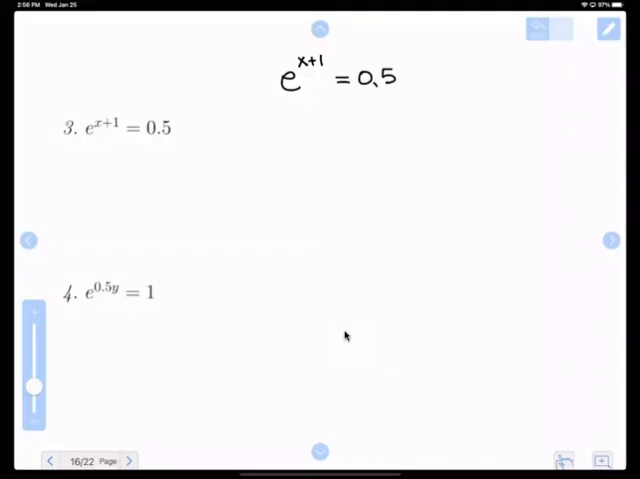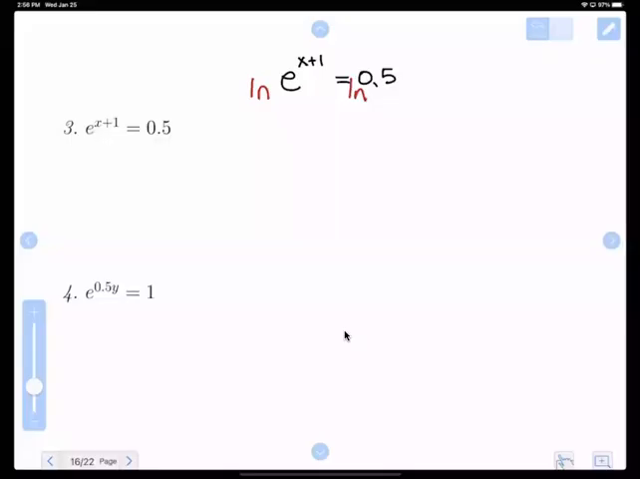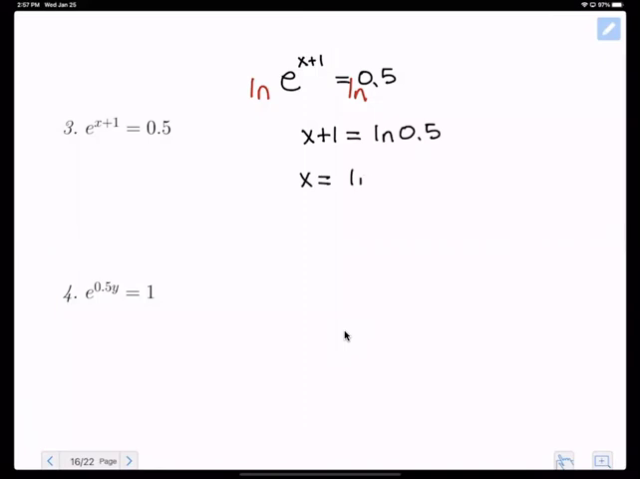Because E to the power of X is equal to X, ln of E to the power. So let's raise this to ln. Okay, I understand what you're saying. Let's apply ln. So ln of E to the X plus 1 is X plus 1, which is ln of 0.5. That's what we have, right? Okay. So X equal to ln of 0.5 minus 1.